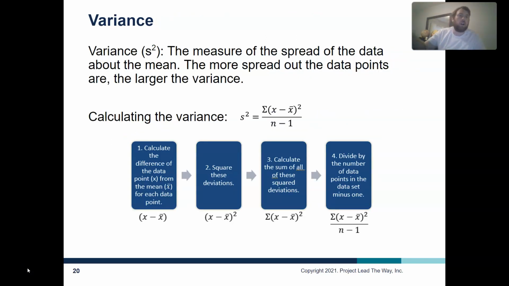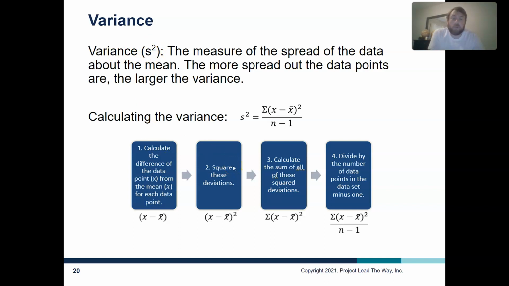Now, on the next page, it's going to talk about variance. And variance is just a measure of the spread of the data about the mean, meaning how much does this data stray away from the mean, and how often do these data pieces actually occur outside of the mean. The more spread out the data points are, the larger the variance is going to be. And this variance is labeled as S squared. S, as we'll find out in a second, stands for standard deviation. So really we're finding the variance first, and then we'll use this value to find the standard deviation.